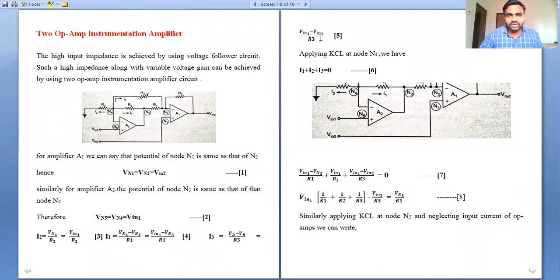That can be explained with respect to V input 1 minus V input 2. Vn4 minus Vn2 divided by R3, where Vn4 is nothing but V input 1 and Vn2 is nothing but V input 2, divided by R3. So that is the behavior of currents in the two op amp instrumentation amplifier. This is the current analysis. Next we will see the voltage analysis in the next class.